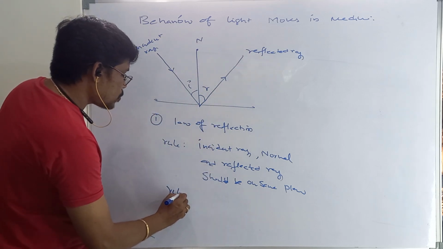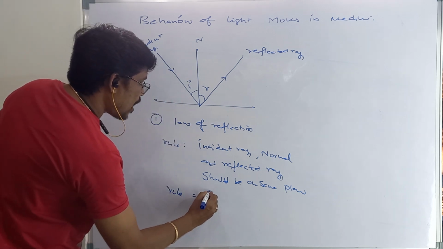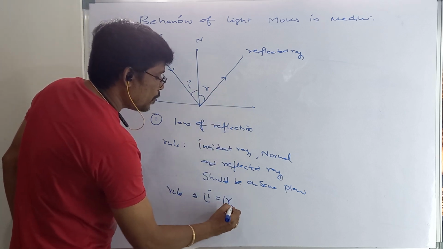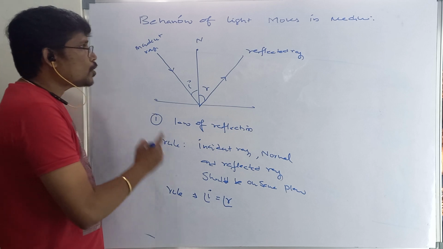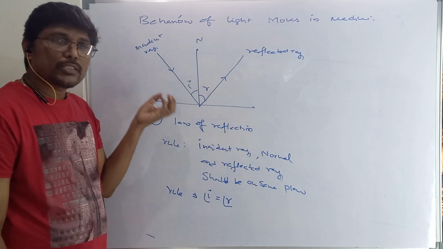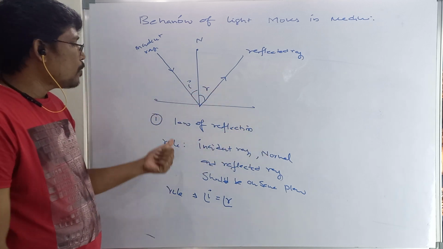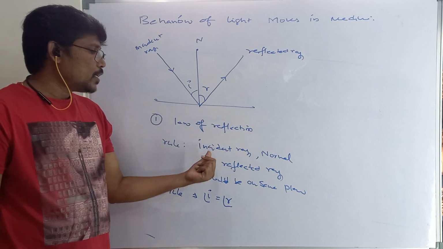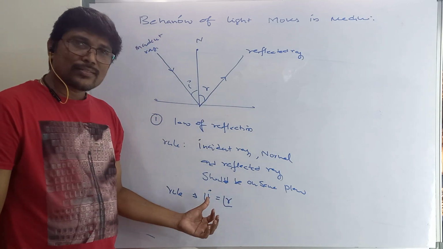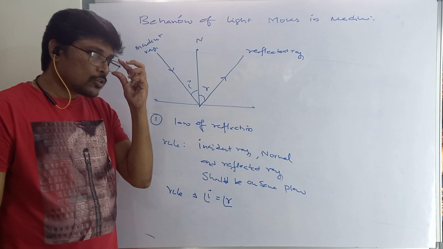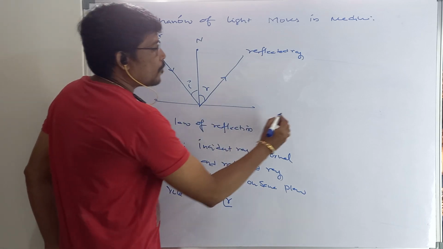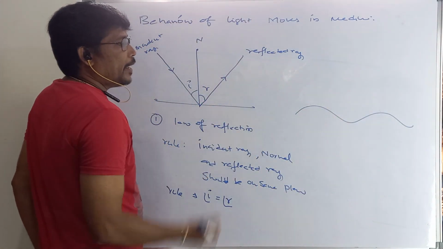The next rule is that the angle of incidence, that is I, and the angle of reflection, that is R, should be equal. These are the two rules which are used when light travels from one medium to another medium or travels in the same medium. So here, the law of reflection: the first is incident ray, normal and reflected ray should be on the same plane. The next one is angle of incidence is equal to angle of reflection, right? The important thing is this surface may not be a plane surface. It may be any zigzag surface.